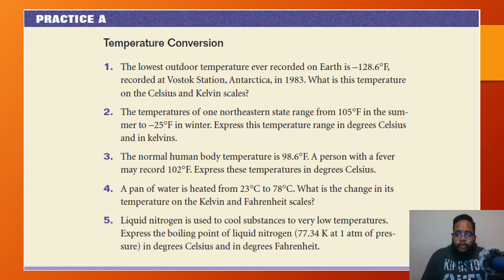I'm going to do this sample problem. Free answer alert. Number 1 is one of the questions that you're going to have to do on the quiz later. It says the lowest outdoor temperature ever recorded on Earth is negative 128.6 degrees Fahrenheit, recorded at Vostok Station in Antarctica in 1983. What is the temperature on the Celsius and Kelvin scales? Now, you're going to pause right here and try and answer that question using the equations that I gave you earlier in the presentation. So go ahead and do that.